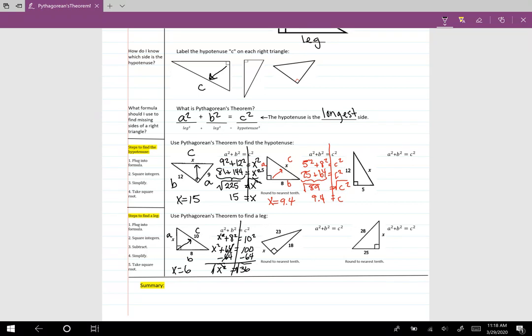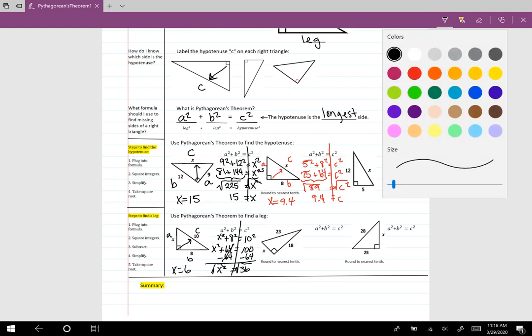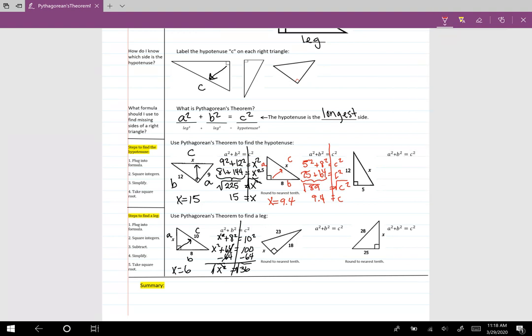All right, I'll do one more with you and leave the third one for you to do on your own. We'll label the sides, starting with C. The hypotenuse is 23. A is going to be x, and B is 18. So we plug it into the formula. X squared plus 18 squared equals 23 squared.